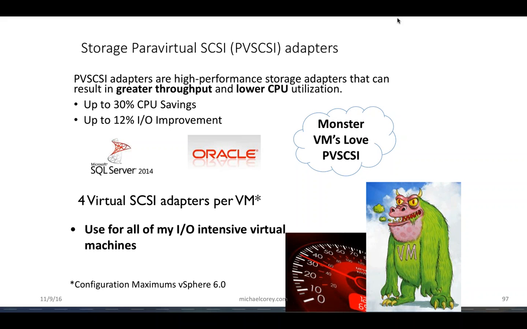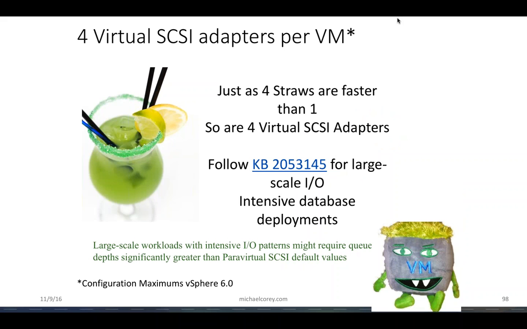Monster VMs love Para Virtual SCSI adapters. And in fact, it's one of those things that you should be using, and it was used in Project Capstone. Absolutely use it. You could have multiple virtual SCSI adapters per VM. Just as it's quicker to drink out of a drink with 4 straws than 1 straw, so are 4 virtual SCSI adapters. Now, I'm not telling you to go out and give everything 4 virtual SCSI adapters. What I'm saying is look at your workload, and if you're getting contention, don't be afraid to add more.